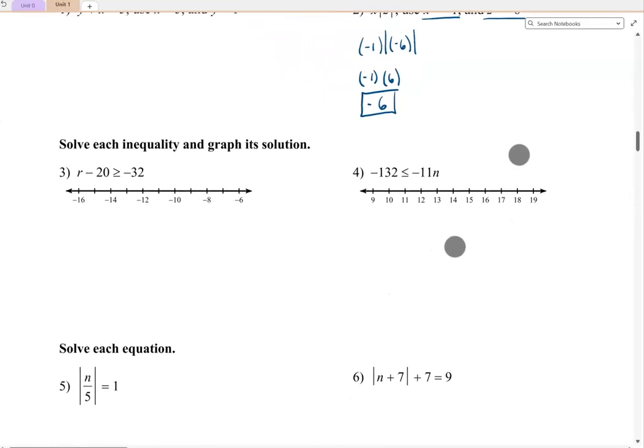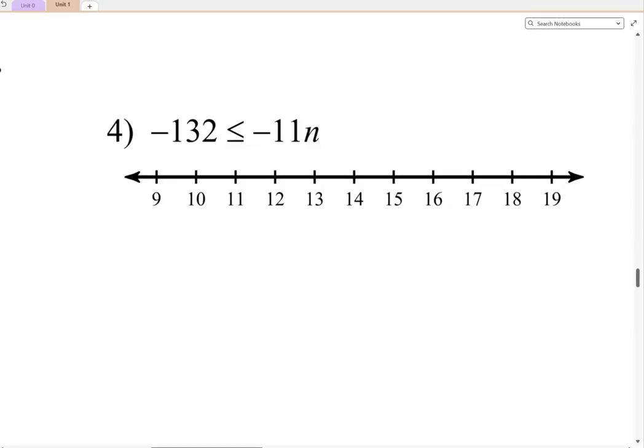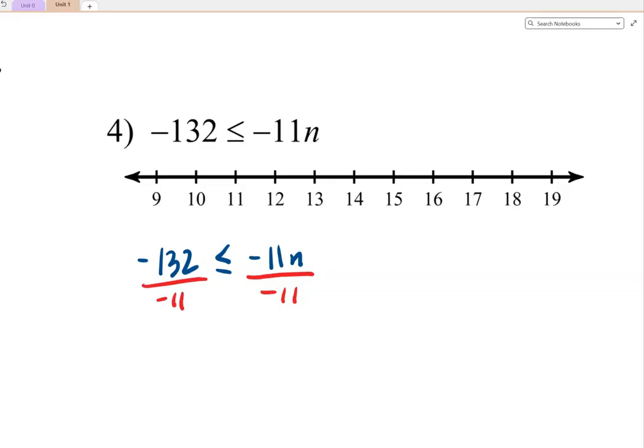In a question like 4 or 3, we're solving an inequality, and we tend to solve these much like any other equation, only this time we have to remember that if we have to multiply or divide by a negative number to isolate our variable, which it looks like we're going to have to do in this case, then we do have to change the direction of our sign. So when we divide both sides by -11 to isolate this value n, now the math on the left side doesn't behave any differently. We still have a -132 divided by -11, which leaves us with 12.